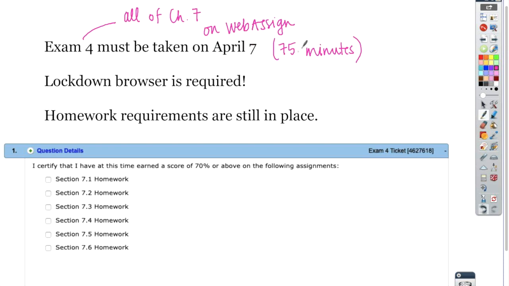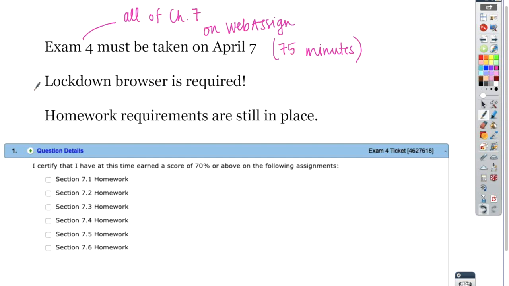So that's important because you shouldn't start it at like 11:30 p.m., because it will close at midnight. So make sure you give yourself enough time so that you have 75 minutes before it closes, actually at 11:59 p.m. on April 7th. So don't start it too late at night.